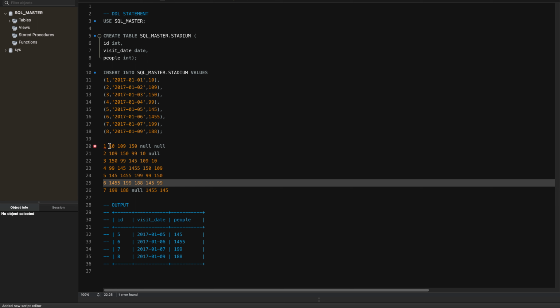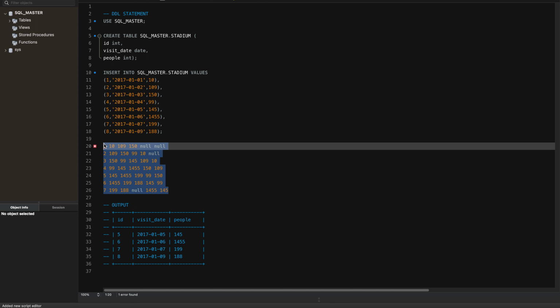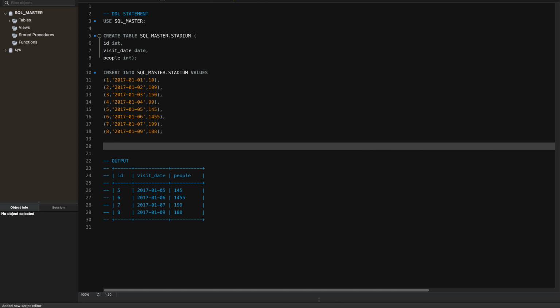To find the next day and previous day, we'll be using the lead and lag functions. Those are window functions. So now let's try to write a query.